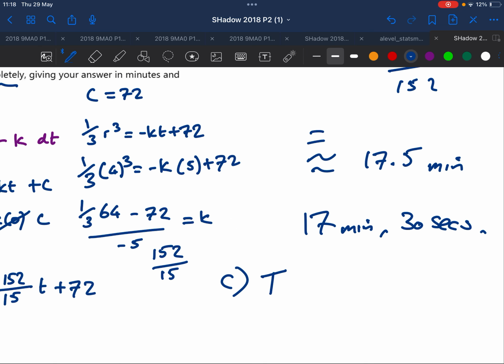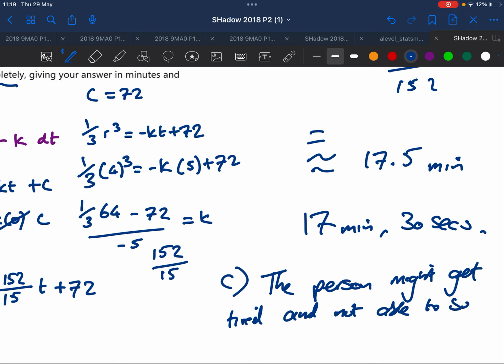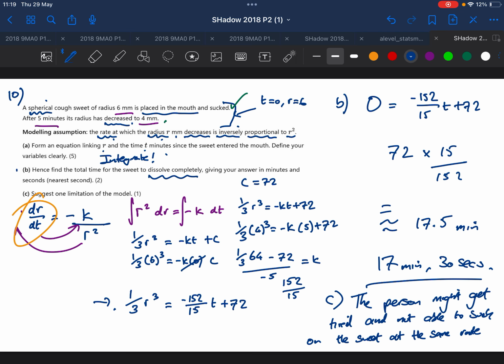So I think we should say something along the lines of the person might get tired and not be able to suck on the sweet at the same rate, or even give up after a while, because 17 minutes is a long time for one sweet, isn't it? Okay, so notice I didn't say that dr/dt was constant. I was just saying that the amount of effort or exertion that the person might be putting in might stop, for example. Just because I think contextually that's probably the answer that makes the most sense.